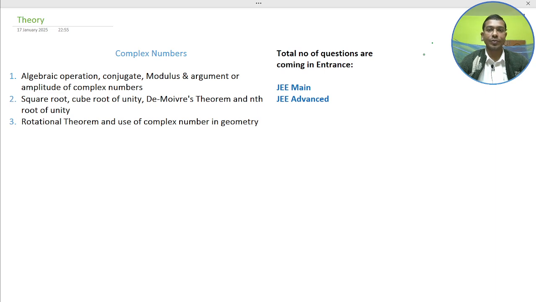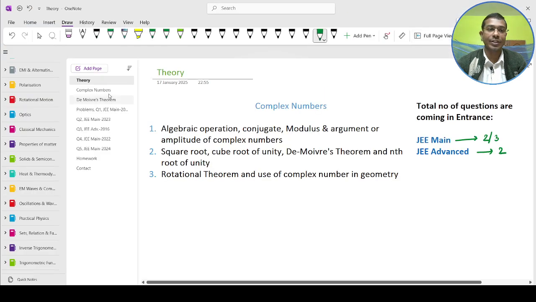From this topic, 2 or 3 questions come in JEE Main, and 2 questions come in JEE Advanced from this chapter. One important thing from your exam point of view is that today we discuss the chapter summary in a nutshell and do JEE Main and Advanced previous year questions, and after covering all the topics we will switch to lecture and theory discussion sessions. So let's get started.